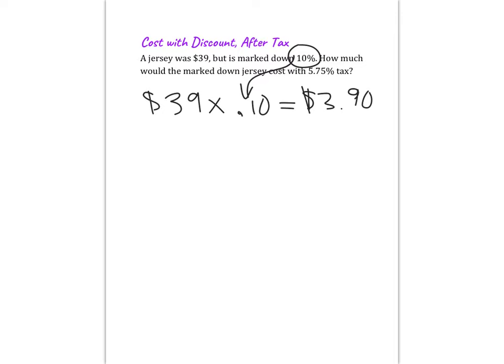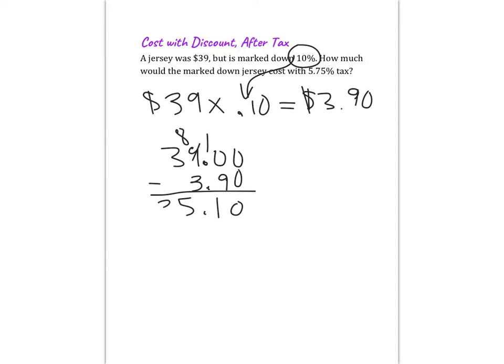And that's the amount of dollars that it is discounted by. So now to find the cost after the discount, you're going to take your $39 and subtract $3.90. So we have to line up the decimal. There is no decimal there, but we can just throw it after the 9. And now we're going to subtract it. So after the $3.90 is taken out, you have $35.10 left over to pay.